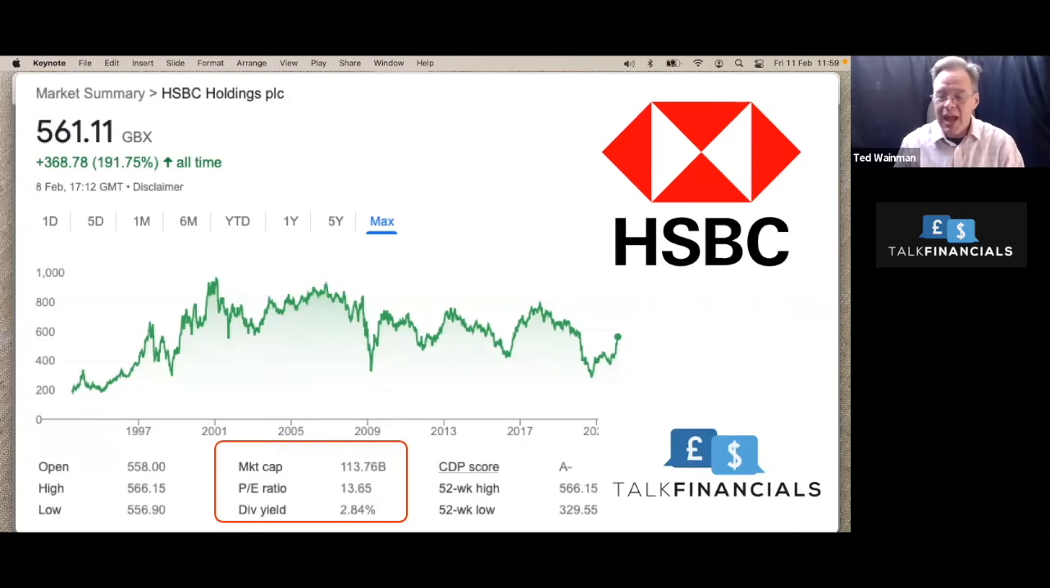So HSBC, we looked at Lloyds Bank a while ago, Moeed, and I kind of felt Lloyds Bank was a real bargain. HSBC, I just think is cheap as well.